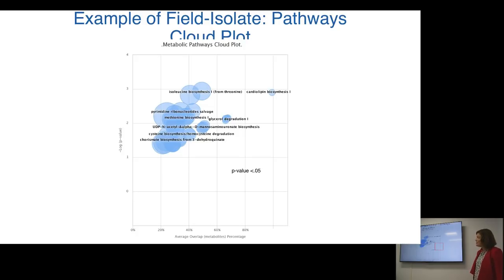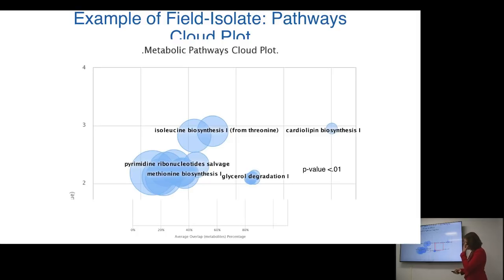So here is my data again from our field isolated nitrate-reducing bacterium. When I have the p-value set at a decent significance of less than 0.05, I still have a whole ton of pathways. And it's not telling me a lot, particularly since many of them are clustering together. So I reduced that filter to less than 0.01. So now I'm really looking at my very significantly dysregulated pathways, and these ones with higher overlap are the ones I'm going to start to try to focus on.